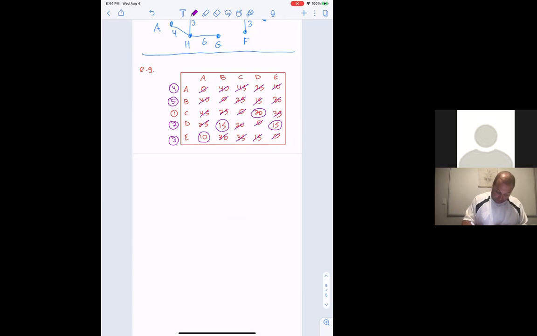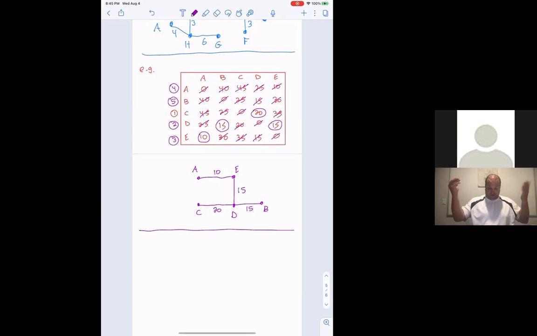So what do we have here? A is connected to E with weight 10, and E is connected to D with weight 15, and D is connected to C with weight 20, and B and D are also connected with weight 15. So we have a minimal spanning tree of weight 60. Done.